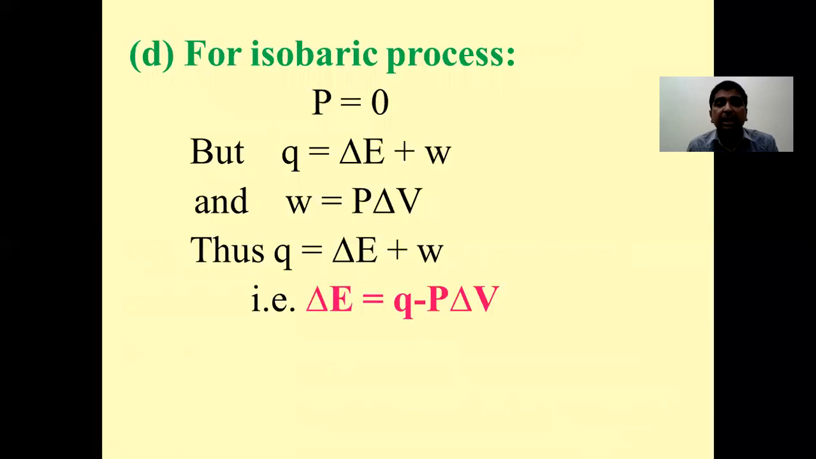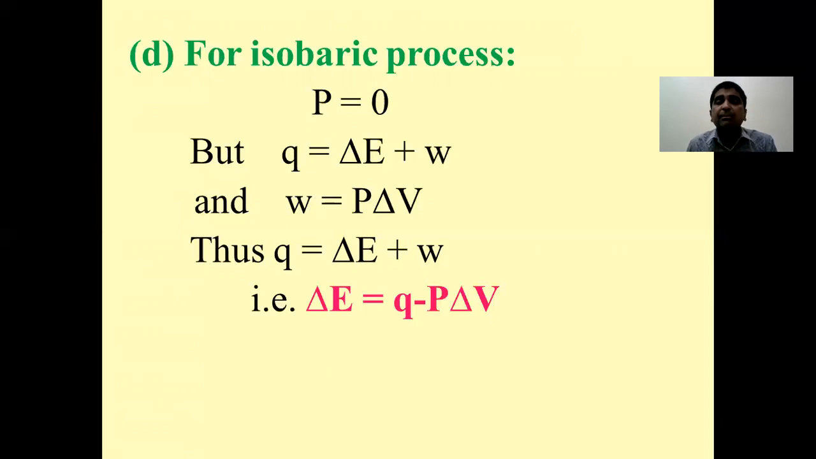Now for isobaric process. Just like we have seen the definition of isochoric process, iso means same, choric means volume, a process in which volume of the system remains constant is an isochoric process. What is an isobaric process here? Iso means same, bar means pressure. So isobaric process is a process in which pressure of the system remains constant. That is actually delta P is 0, that is pressure of the system is remaining constant.